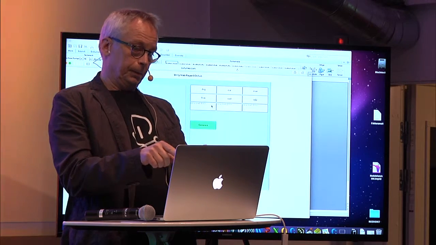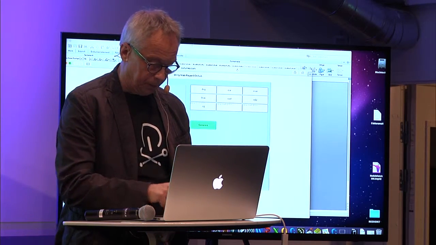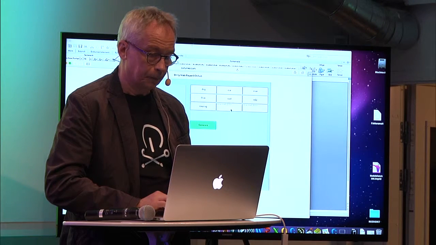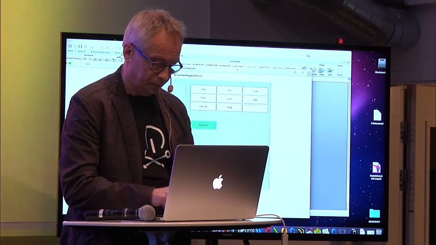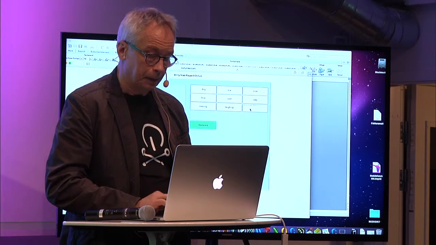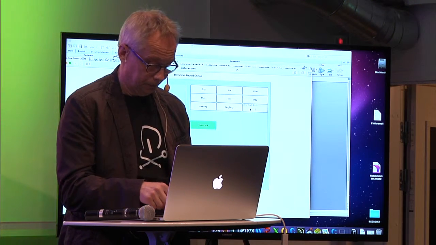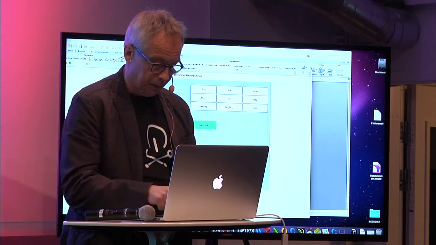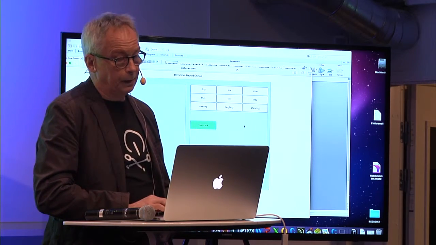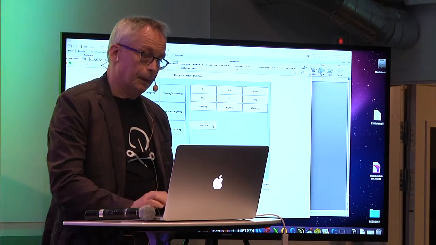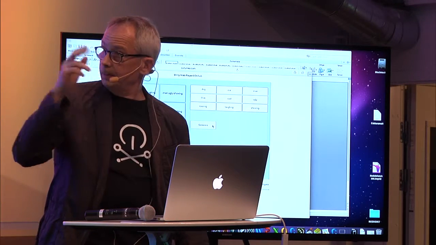So there's the running. And give me some example. Showing, for example. And then I generate this. Then you get these results.